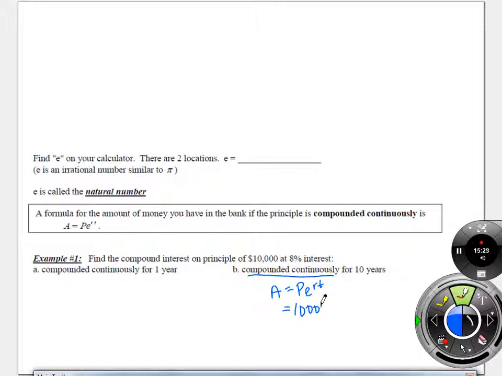10,000 is my principal. Okay. Then I have e. That's its own number. Okay? And it's to the power of r times t. So r is an 8%, so it's a 0.08. And that's going to be multiplied by 10 because I'm keeping it in there for 10 years in this instance. So if you guys do that on the calculator and you do it correctly, you should get $22,255.41. Yeah. Good.